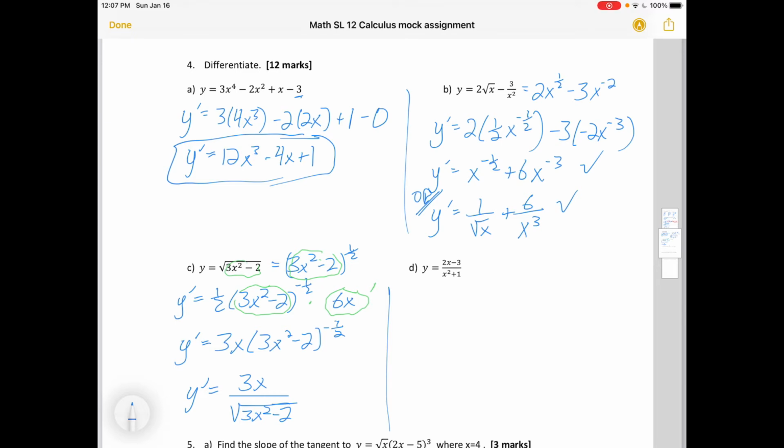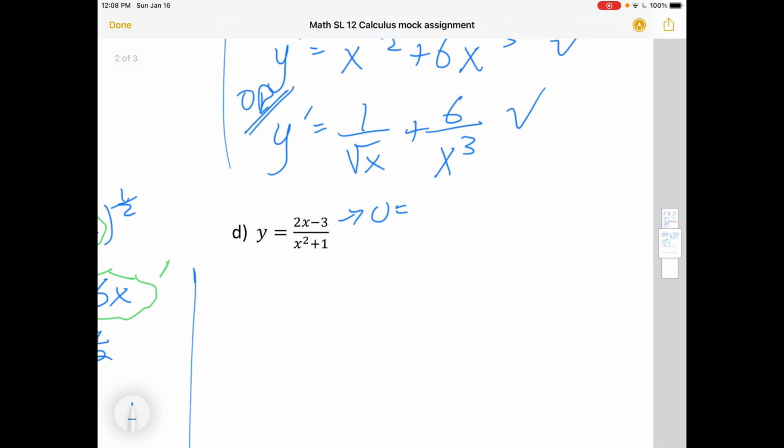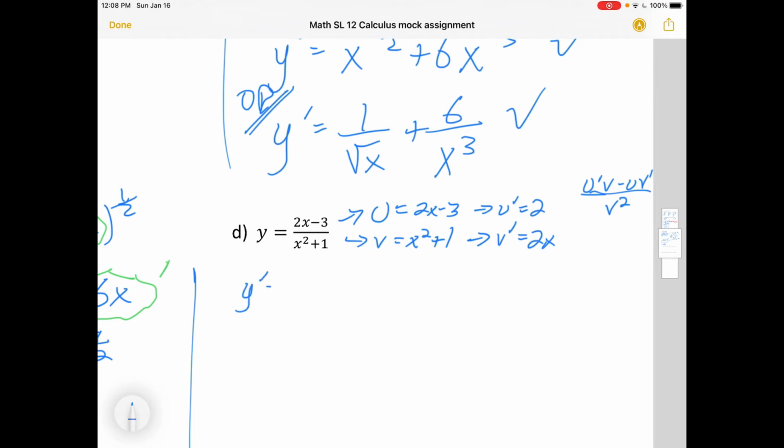And last one, we've got a quotient rule, right? We've got a function of x on the top, and we've got a function of x on the bottom. So 2x minus 3, that would mean that u prime is 2. v is x squared plus 1. v prime would be 2x, right? And quotient rule is u prime v minus u v prime all over v squared. So I'll just plug and chug. u prime v minus u v prime all over v squared.